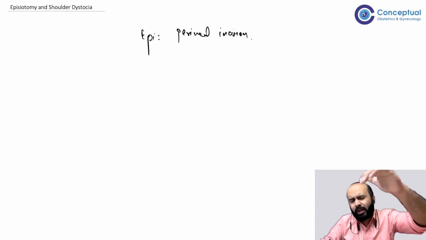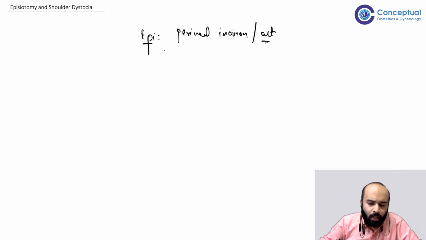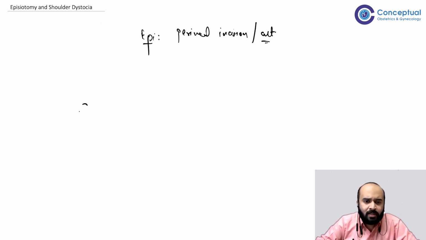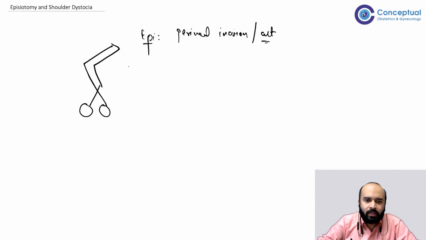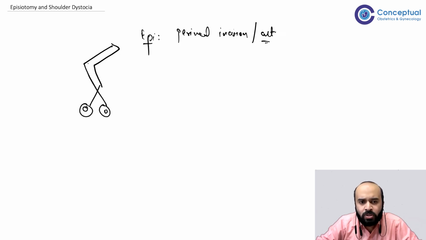Incision is something that I would rather use for something that a blade makes, so I can also use a perineal cut as a word for episiotomy. An episiotomy is often made with an episiotomy scissors. Your episiotomy scissors are going to look like this. They are going to classically look like these, but you can even use your usual stout, straight scissors. This is something that I prefer to use.